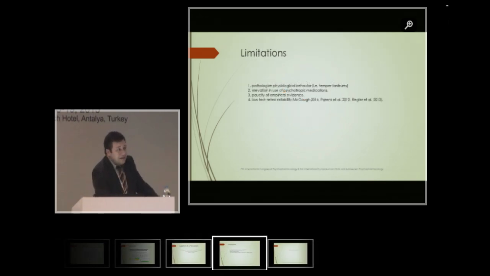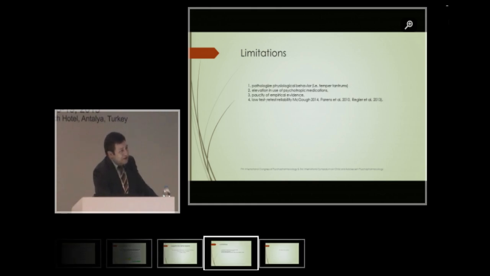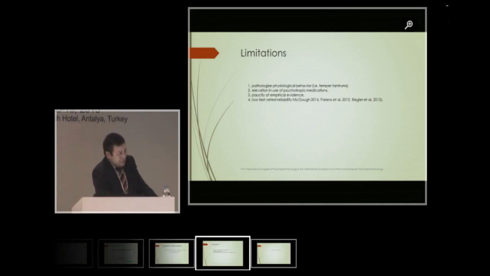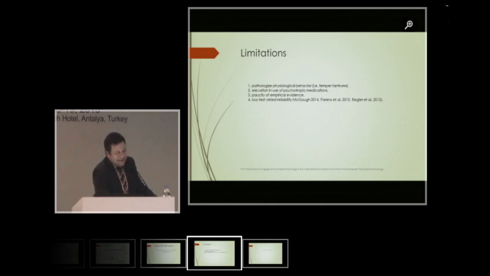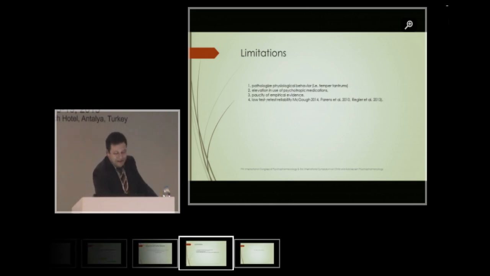Let's talk about certain restrictions. One of the most important criticisms is that we may be thinking something physiological in nature as something pathological while trying to reduce diagnosis of bipolar. Will we not end up with increased use of psychotropics? Empirical evidence is more limited, and retest reliability is also low.